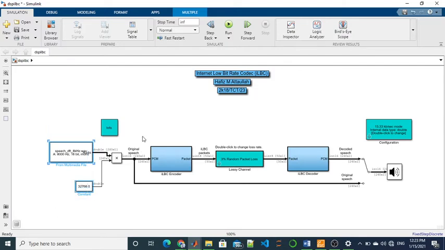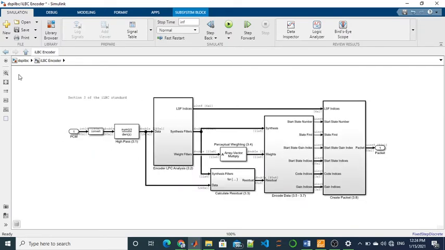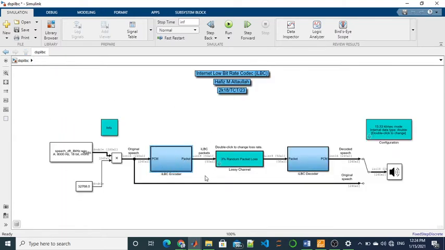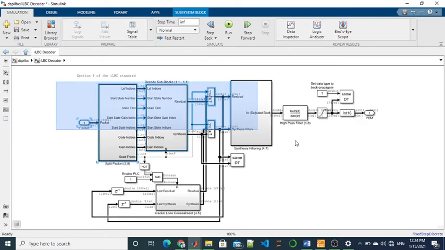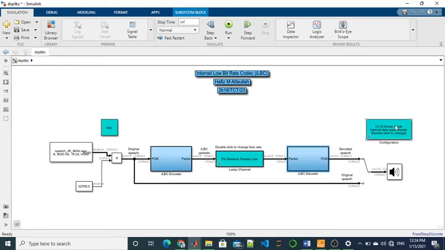So we can double click on these parameters so that we can see the complete demonstration and simulation of the iLBC encoder and loss and decoder. Okay, so here is the complete structure, the block diagram of the simulated version. We can run this from here.